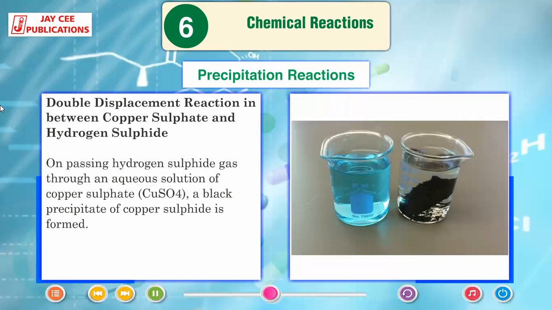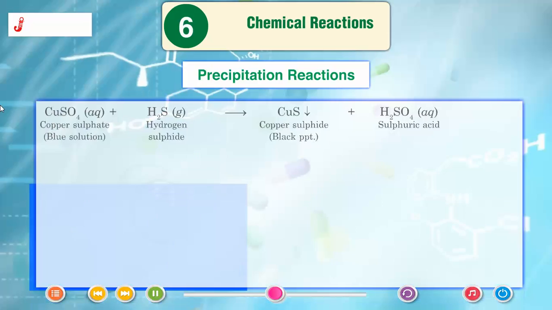Double displacement reaction between copper sulfate and hydrogen sulfide. On passing hydrogen sulfide gas through an aqueous solution of copper sulfate, CuSO4, a black precipitate of copper sulfide is formed.